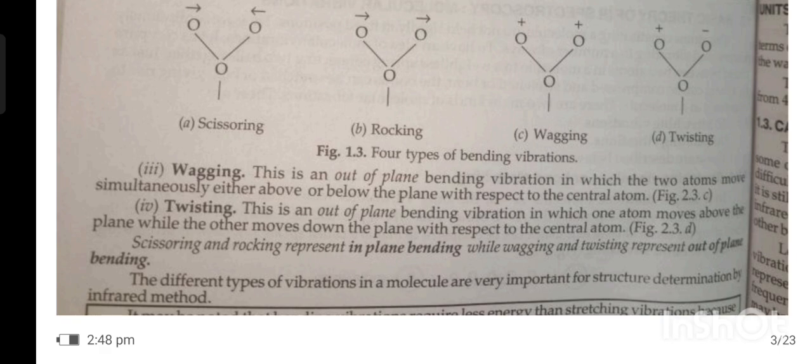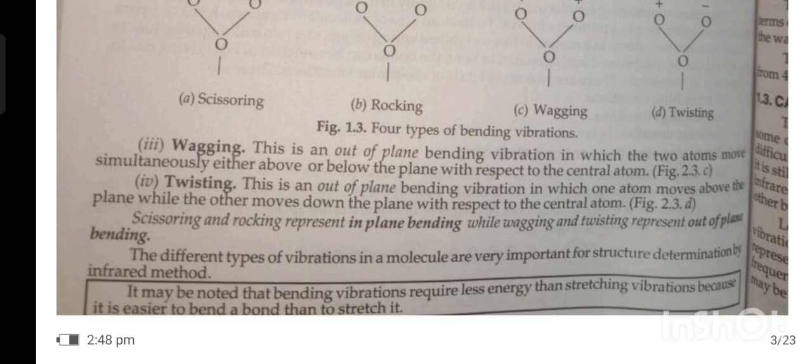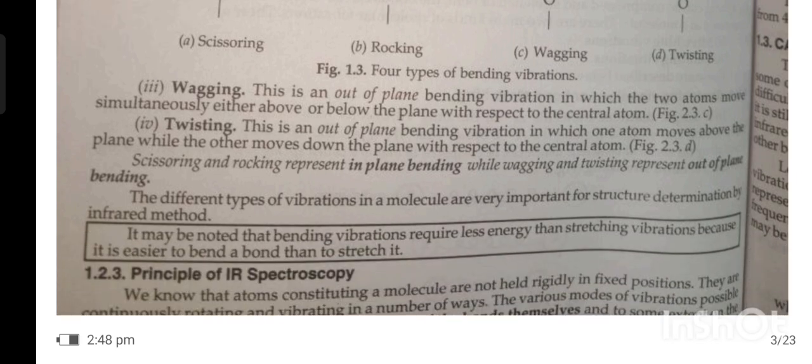Scissoring and rocking represent in-plane bending, while wagging and twisting represent out-of-plane bending. The different types of vibration in a molecule are very important for structure determination in the infrared method. It may be noted that bending vibration requires less energy than stretching vibration because it is easier to bend a bond than to stretch it.